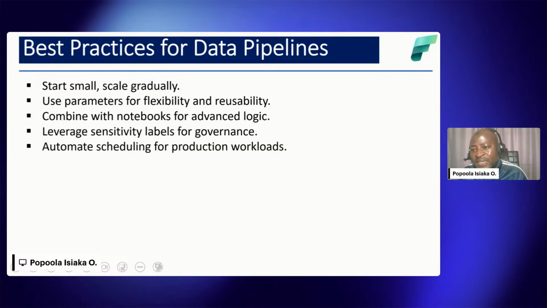It's also important as a practice to use parameters for flexibility and usability. If for instance you are building a pipeline that requires that at every point in time this has to be done, this has to be done, then you can just build a parameter. A parameter is just an opportunity to change values at any point in time, which will make the operation flexible and reusable.